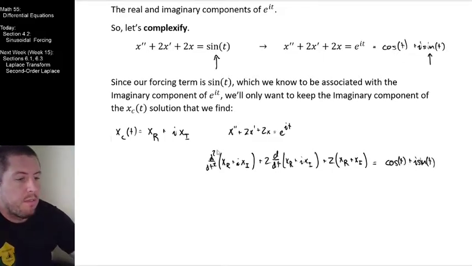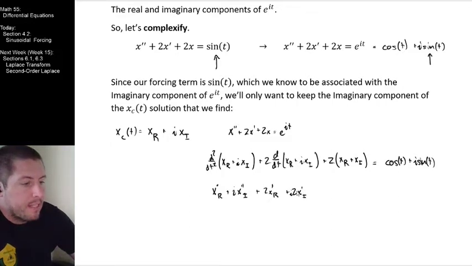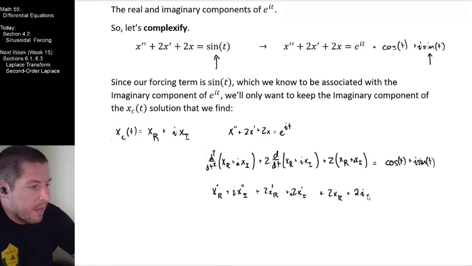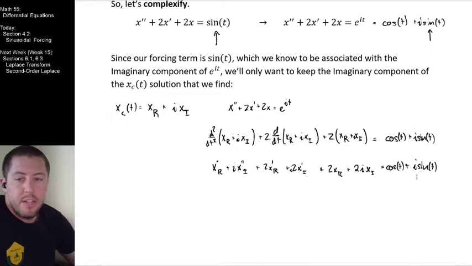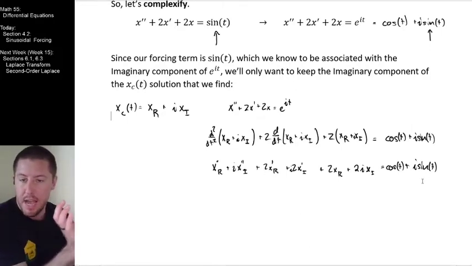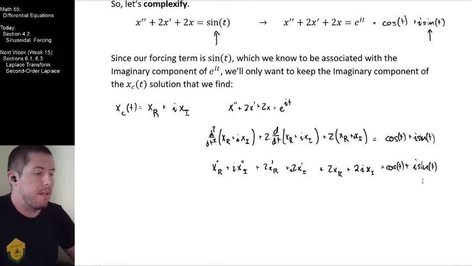All right, so if I expand this a little bit, we're just getting x double prime r plus i x double prime i, plus 2x prime r plus 2x prime sub i, that's i times 2x prime i, plus 2x sub r, plus, oop, there's an i right there as well, plus 2i x sub i should be equal to cosine of t plus i sine of t. And so now we're going to do the thing that we always do, which is whenever we have an imaginary number being equal to an imaginary number, we've got a plus bi equals a plus bi. We want the real parts to be equal, and we want the complex parts to be equal.